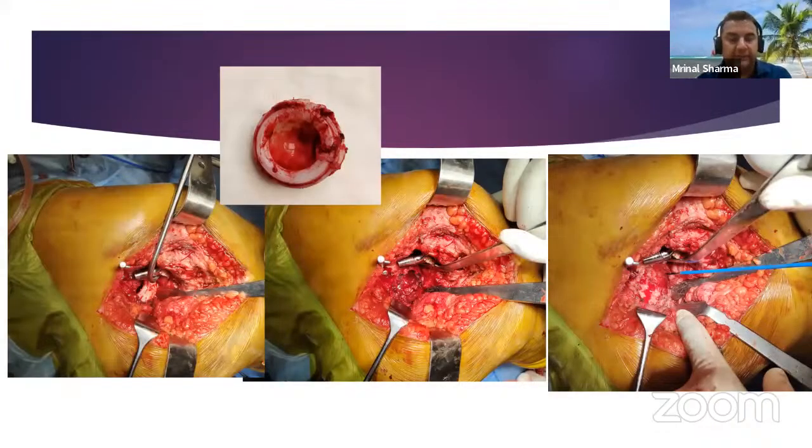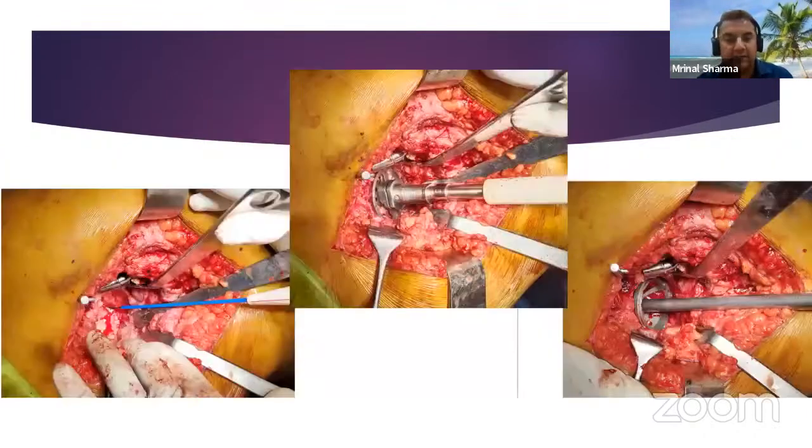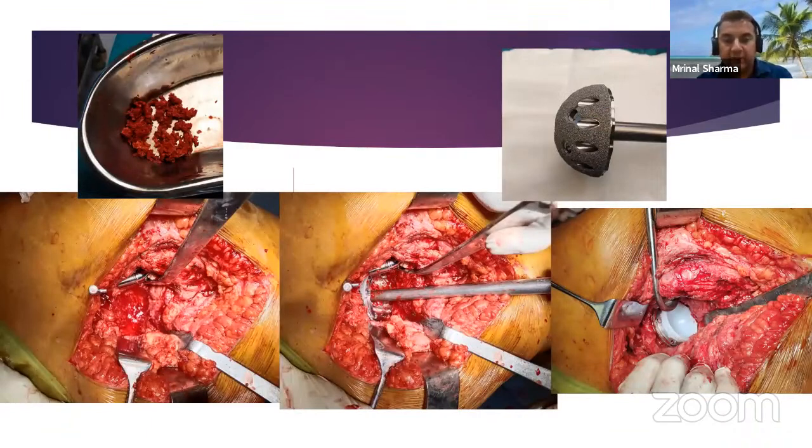I opened, and the acetabular cup had already become loose, so it was easily pulled out. You can see the huge defect. I identified the TAL, identified the non-union site, removed the fibrous tissue, did some bone grafting there, and did impaction, reaming, and trialing. And this is the graft which was put.